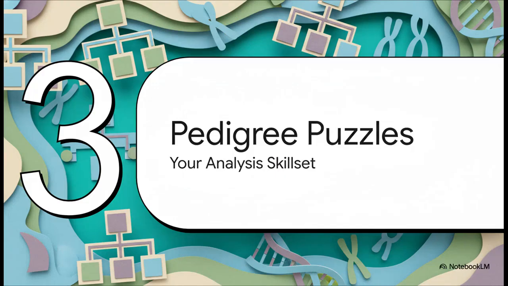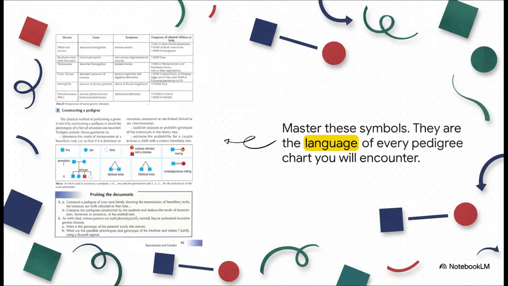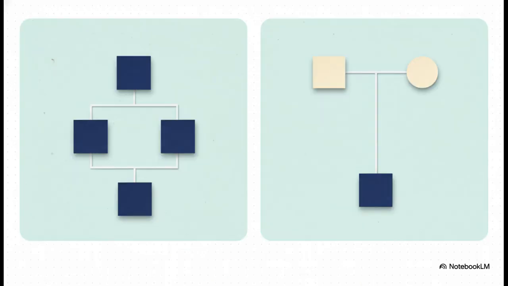All right, enough theory. Let's put this into practice with a true exam classic, the pedigree chart. This is where you get to put on your detective hat and use your analysis skills to figure out how traits are inherited. But before you try to solve anything, you have to be fluent in the language of pedigrees. You just have to know these symbols cold. Square is male, circle is female, shaded in means they have the trait, and that line between them means they're a couple. It's non-negotiable.